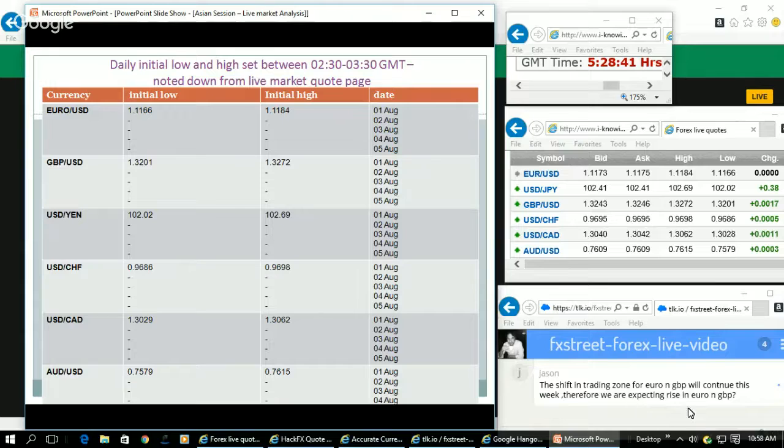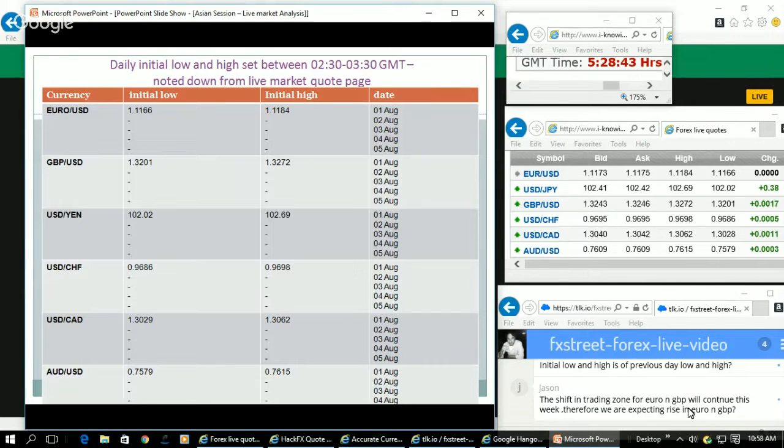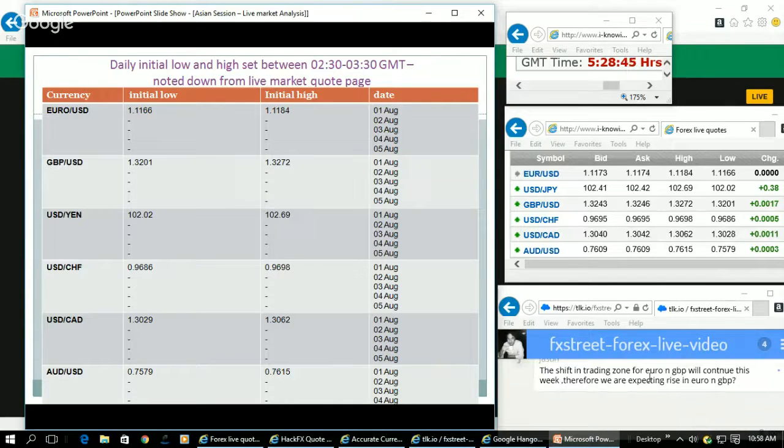The shift in trading zone for Euro and GBP will continue this week. Therefore, the shift in trading zone is expected to happen anytime from this week onwards in this month. They are expected to make a massive gain suddenly, and that could be a trigger from the market. And it is a time for the shift in trading zone to happen in the market.